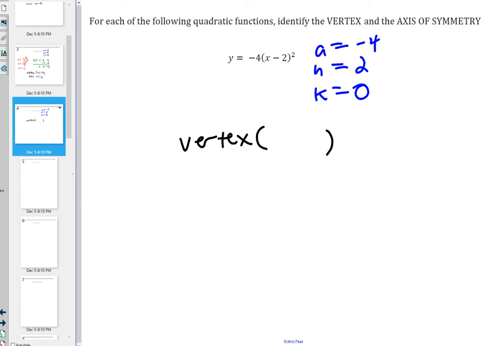Okay, vertex is that? 2, 0. And then x equals 2. No, it's not 2. x equals 2. Well, still. No, yes, no.